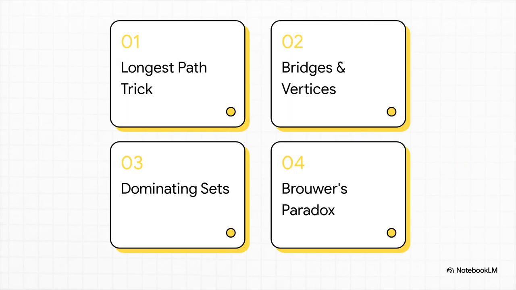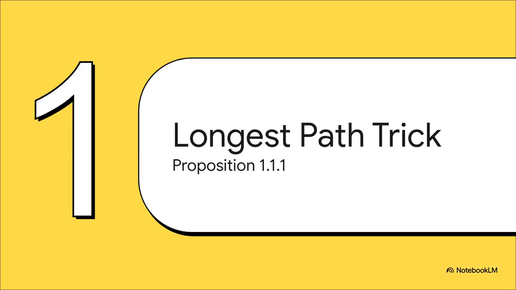Here's our roadmap for today. We're looking at the longest path trick, then bridges and cut vertices, moving on to dominating sets, and finishing up with Brouwer's paradox. Let's kick things off with section 1, the longest path trick.